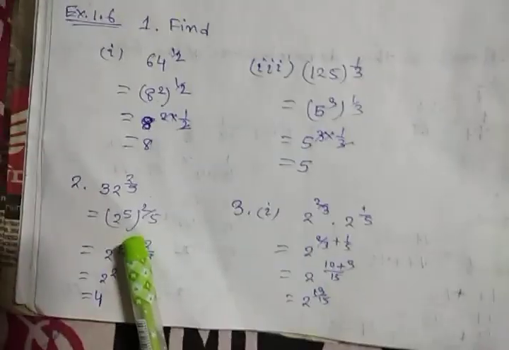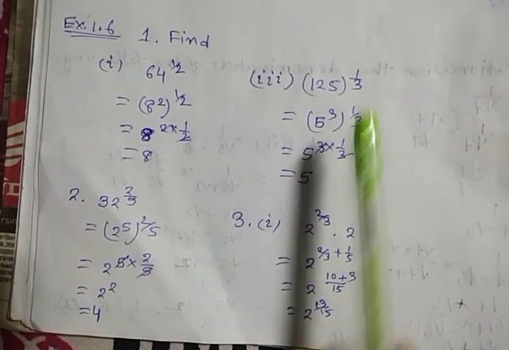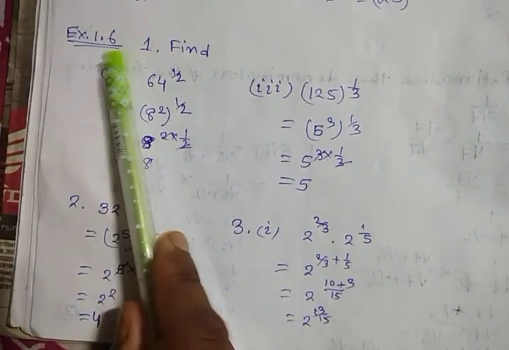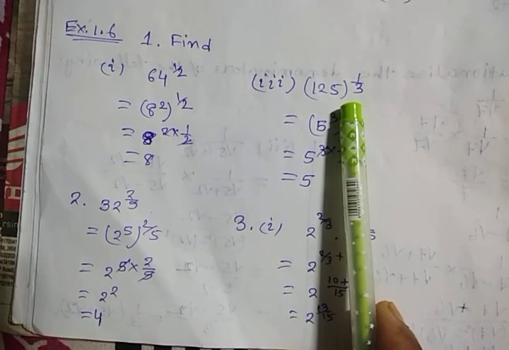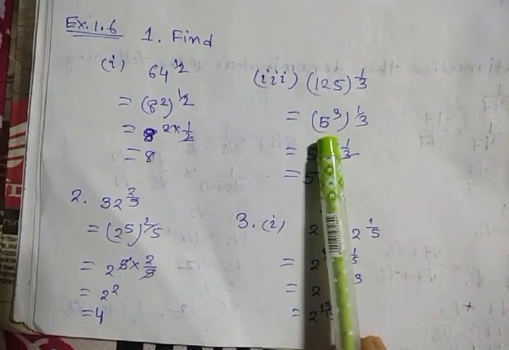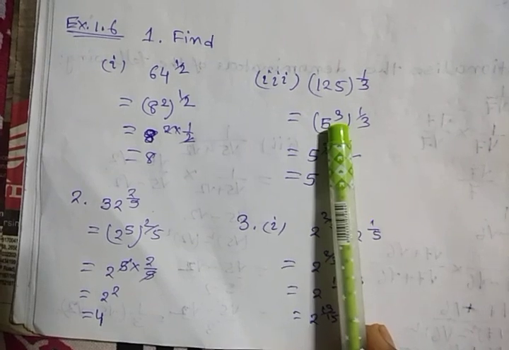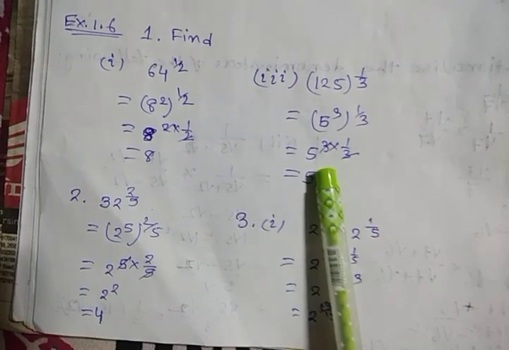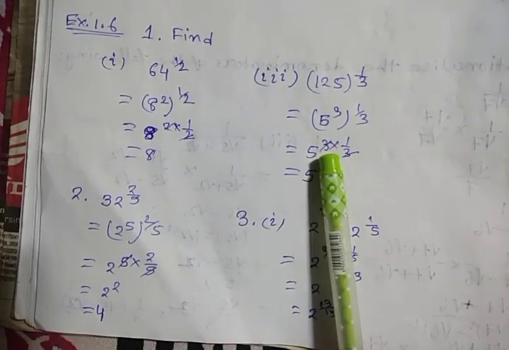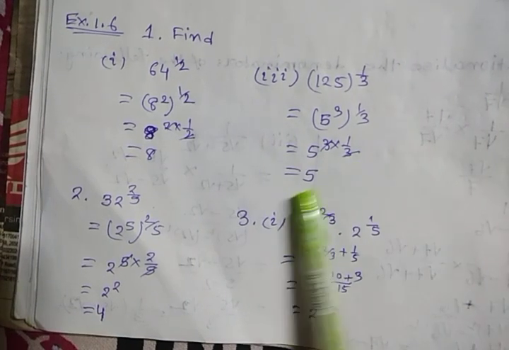Question number 2, number 3 here. 125 to the power 1 by 3. We can write 125 as 5 to the power 3, and whole to the power 1 by 3. So same formula. So 5 to the power 3 into 1 by 3. The 3 cancels. So 5.